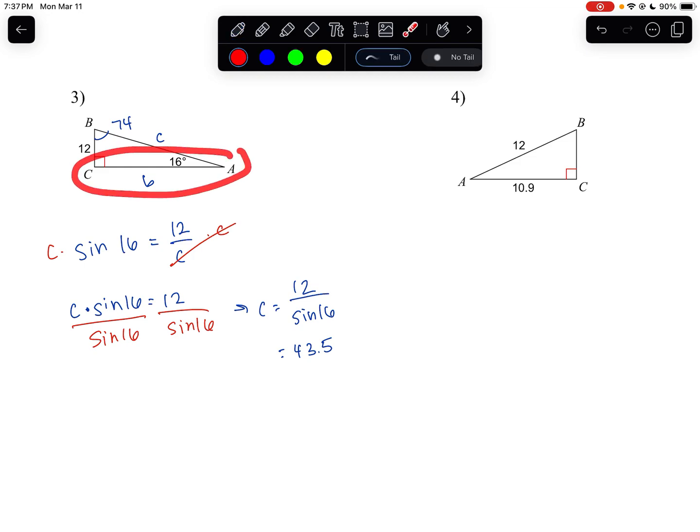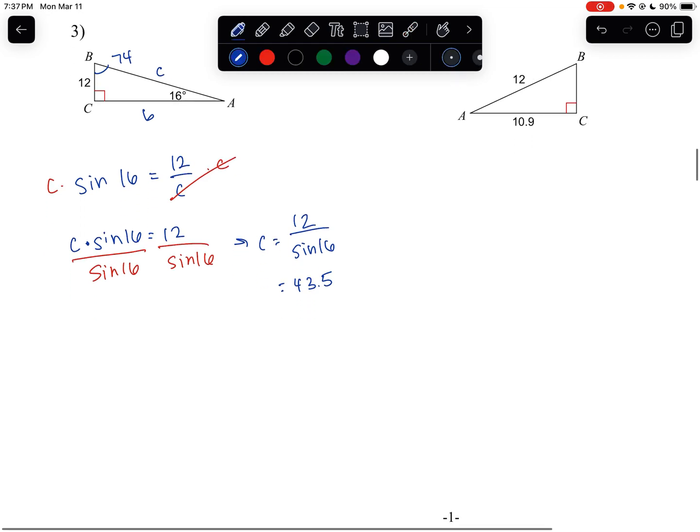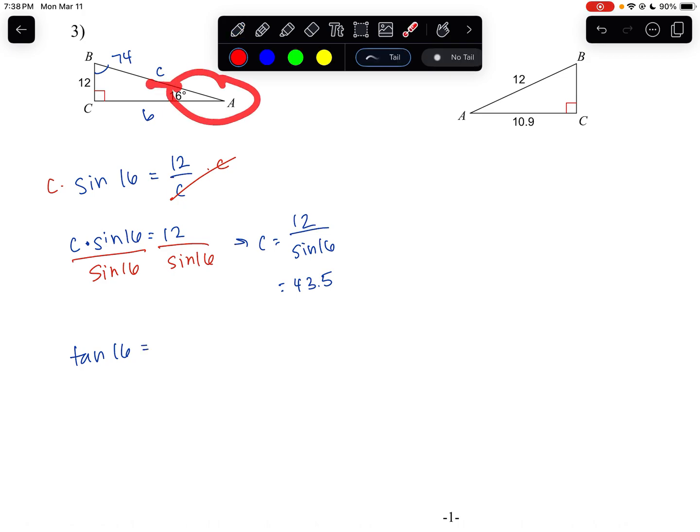Okay, now if I want to find the side B, I can just use cosine, or I can use pretty much anything else because this is the last thing I need. So I can use tangent of A, I can use tangent of B, I can use sine of B, I can use cosine of A. I'm going to go with cosine of A. So cosine of A, which is 16, is going to be equal to, you know what, I'm not going to use that. Let's go with tangent. Yeah, let's do tangent. So tangent of 16, which tangent is opposite over adjacent, so this is going to be 12 divided by B. So again, I have B in my denominator.